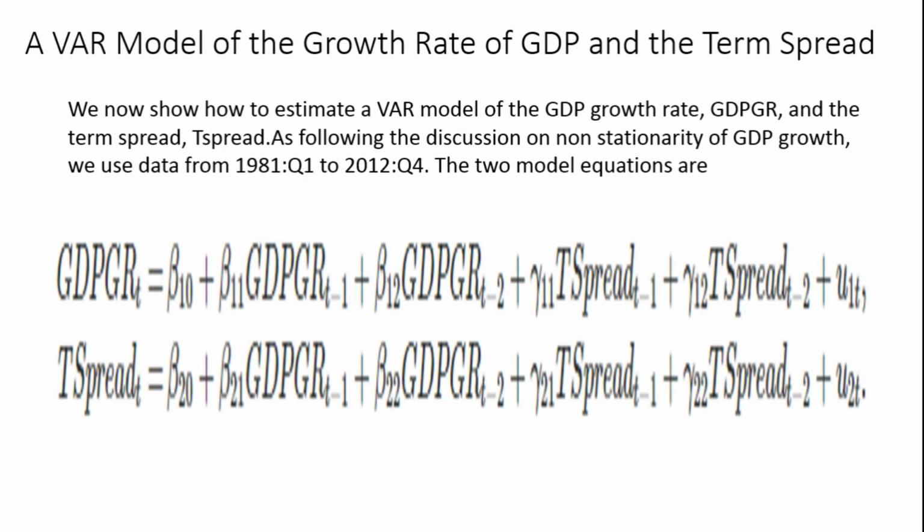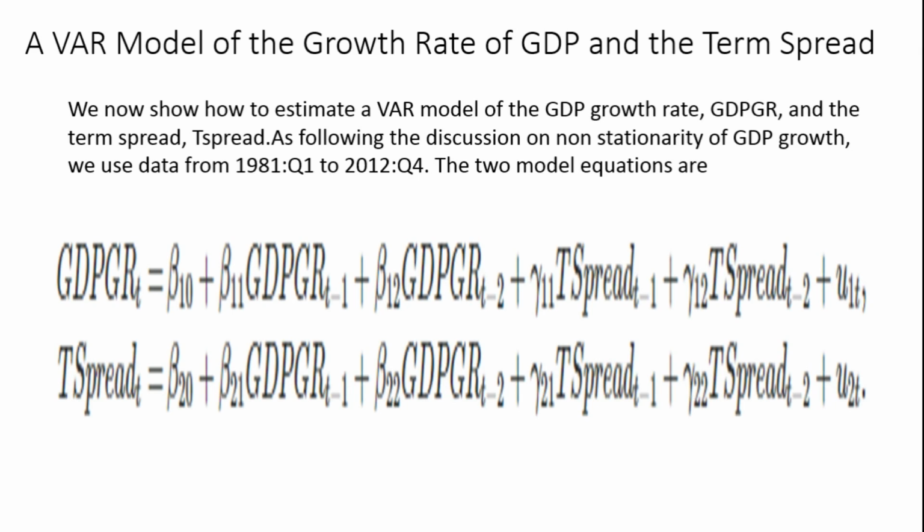So what we have done so far was to present to you the theoretical foundation of the VAR model. And now you know which method to use in order to estimate a VAR model. And we are now showing you an estimate of GDP growth rates as a function of term spread. And following the discussion on the non-stationarity of GDP growth, we use data from Q1 of 1981 to Q4 of 2012.